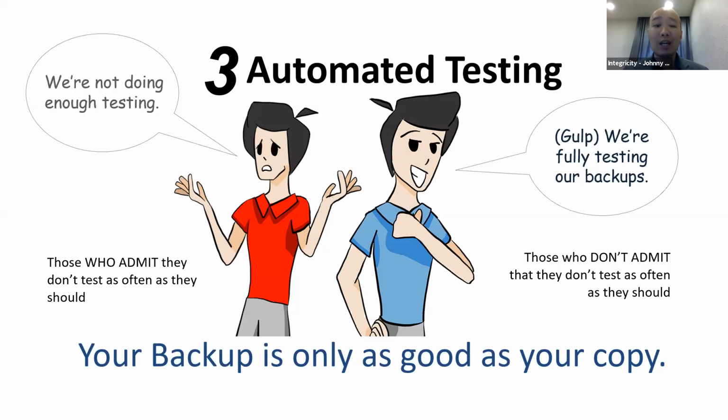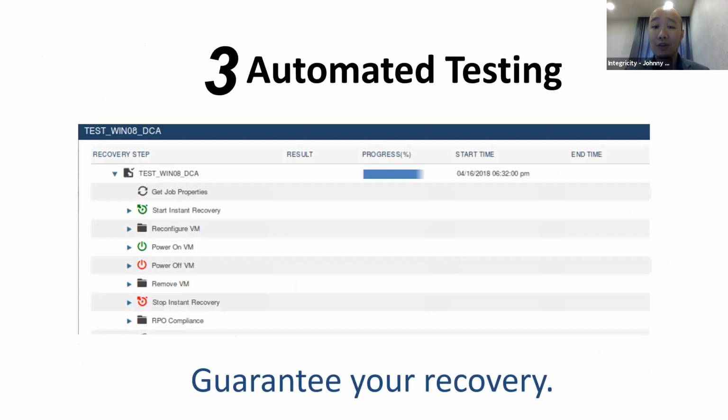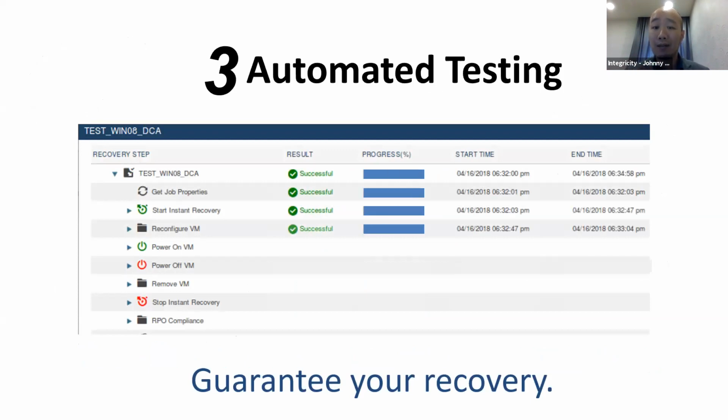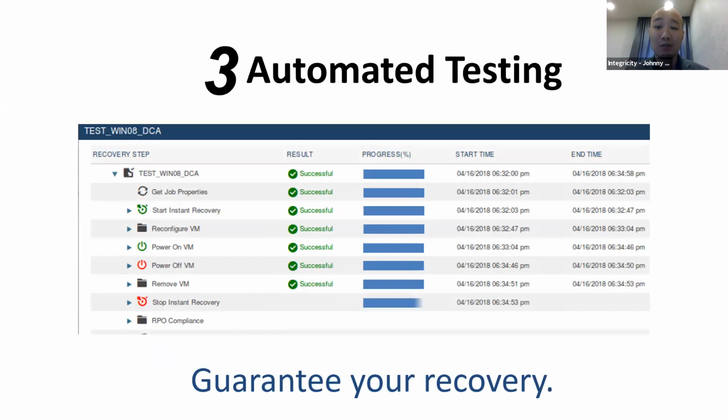We know that regardless of how good your entire DR solution or your business continuity solution is, your backup is only as good as the copy that you have. So automated testing is very important. This is to show you how it works. With KUB, you can back up automatically, and then it also tests it out, as you can see on the screen over here.